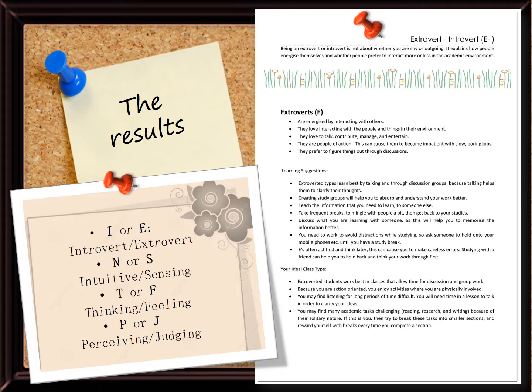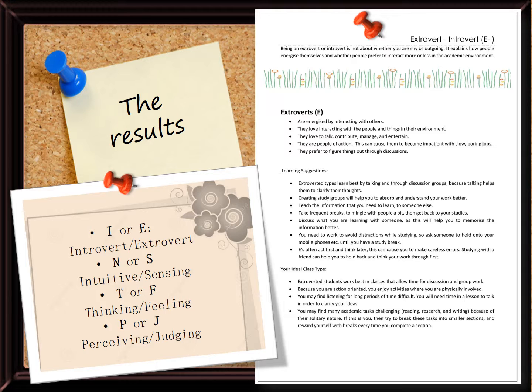Alright, what do those letters mean? Basically, if you scored an I, you are an introvert. If you scored an E, you are an extrovert. If you scored an N, you're an intuitive personality. If you scored an S, you are a sensing personality. T is thinking, F is feeling, P is perceiving, and J is judging.